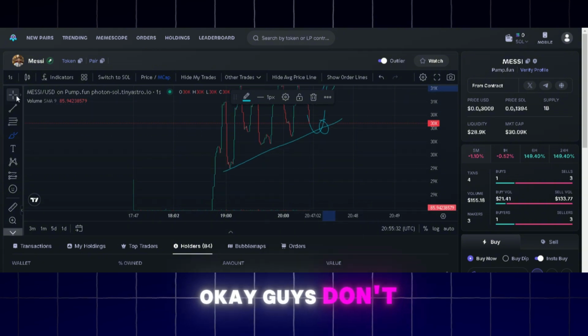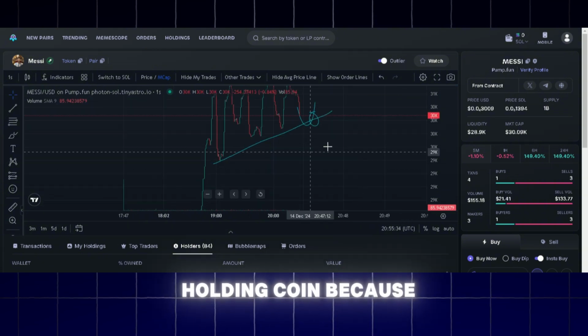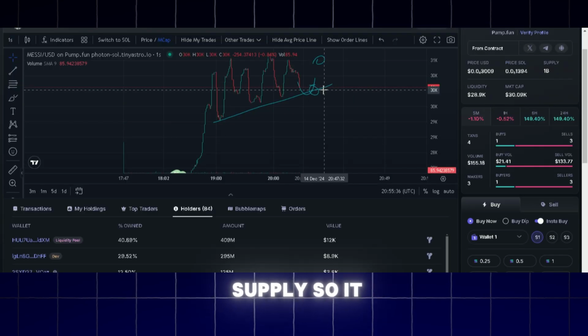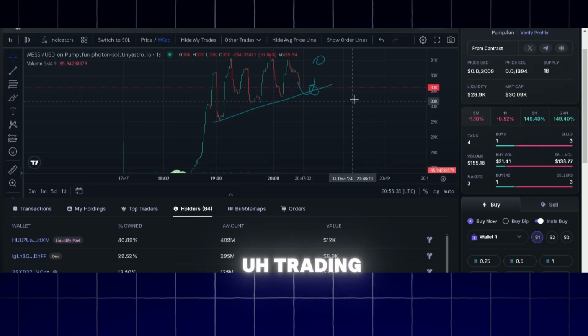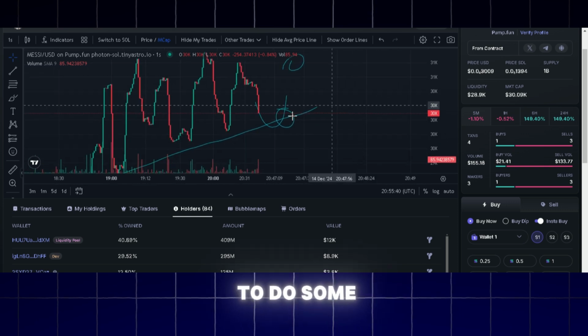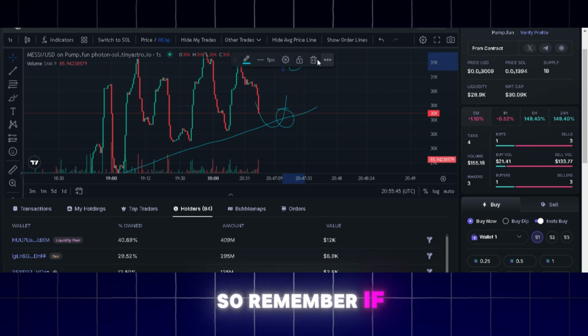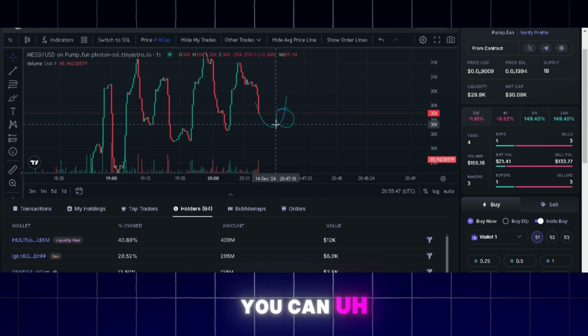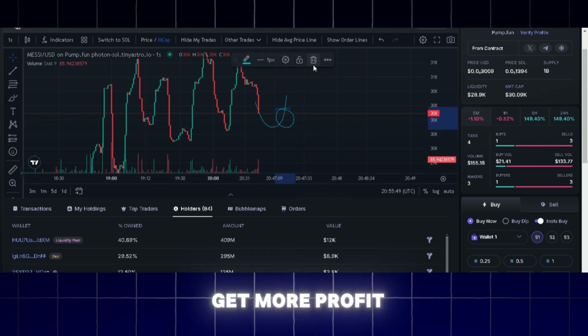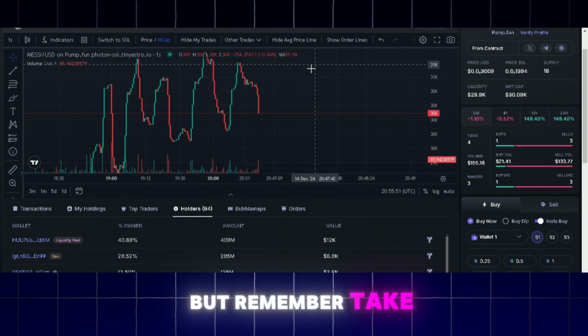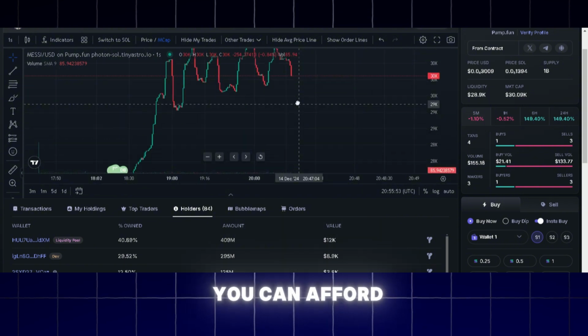Okay guys, don't fall for the trap of holding the coin, because the dev is holding more supply. So this coin is for short term trading. If you want to trade or fill your capital a little bit, remember, if you take risk, you can get more profit in the meme coin space. But remember, take only the risk that you can afford.